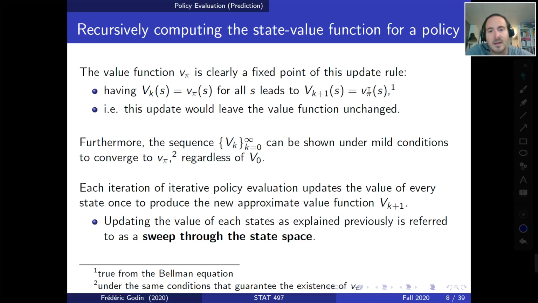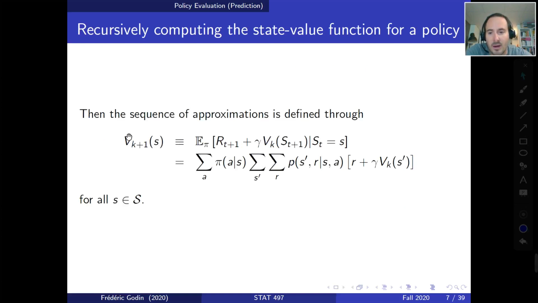Why is that the case? It's from the Bellman equation. If we go back here, and if we plug the true value function v pi here, then this right term has to be equal to v pi(s). And this is simply the Bellman equation. So this is why v pi would be a fixed point, meaning that if we plug v pi here, we would obtain also v pi here. This iteration would leave the function v pi unchanged.